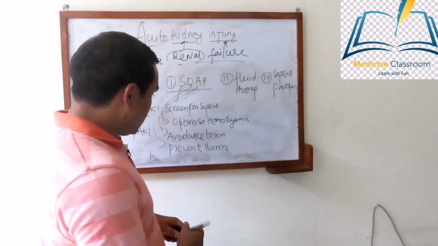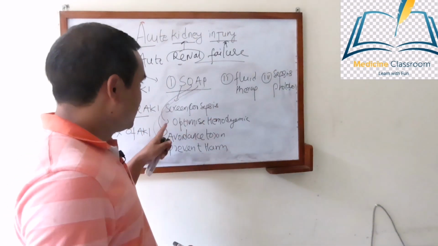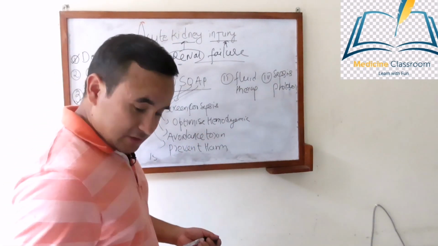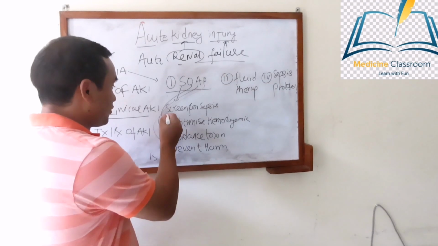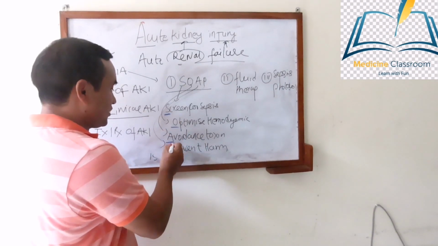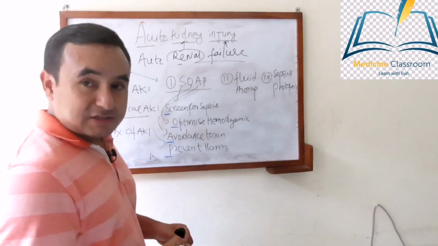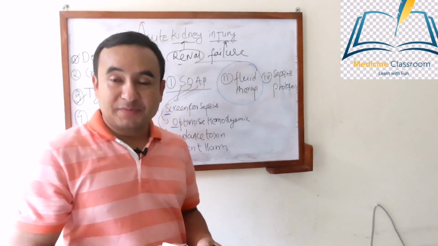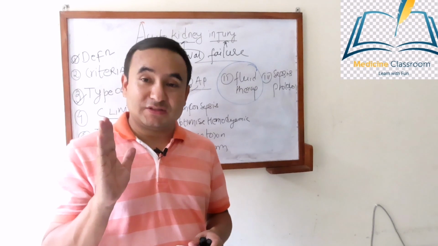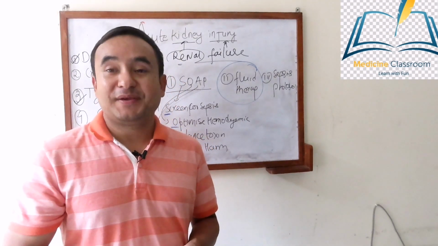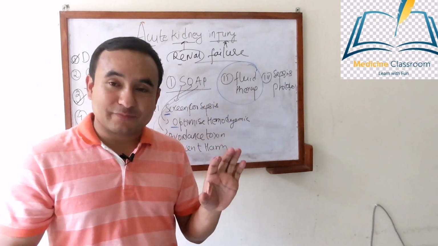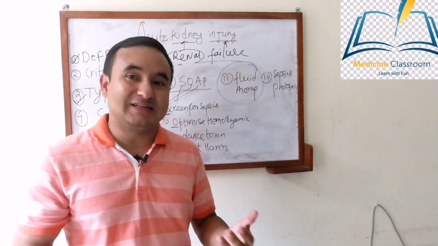So SOAP means screen for sepsis, O means optimize hemodynamics, A means avoidance of toxins, and P means prevent harm. In case of the fluid therapy protocol, if the patient is hypovolemic, then we have to give an adequate amount of fluid. If the patient is hypervolemic, then we have to use diuretics. That comes in the fluid therapy protocol, and we have to assess accordingly.